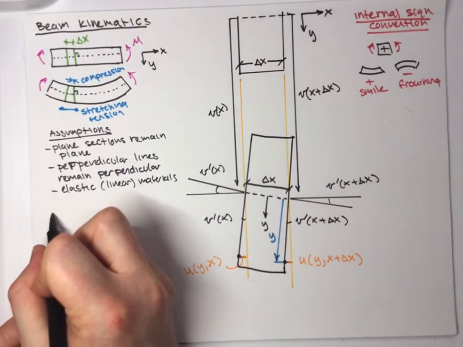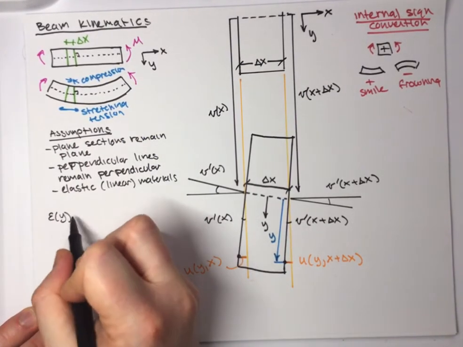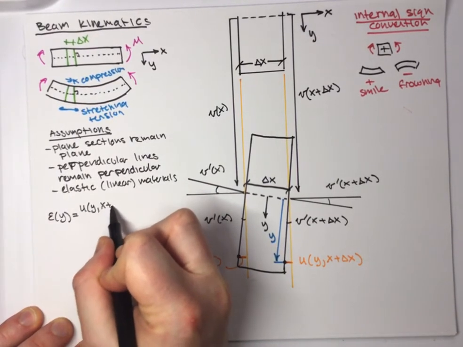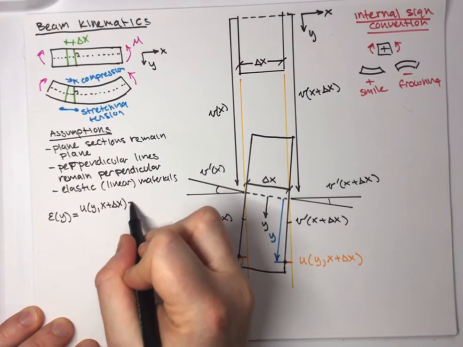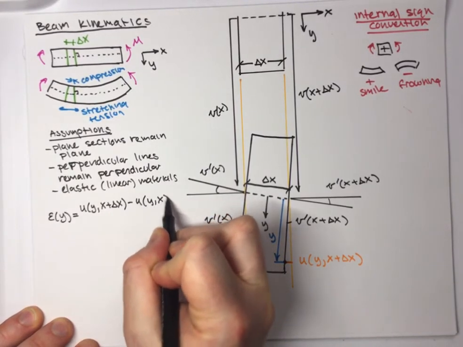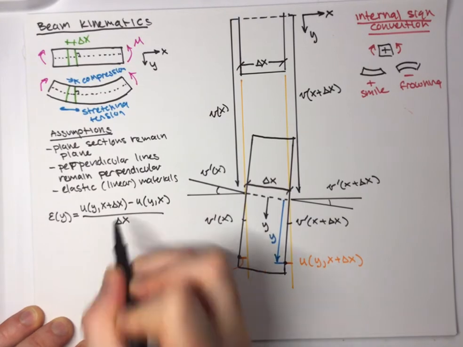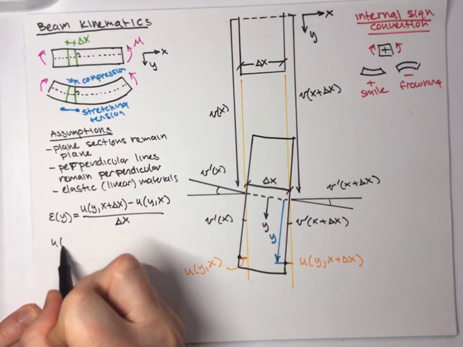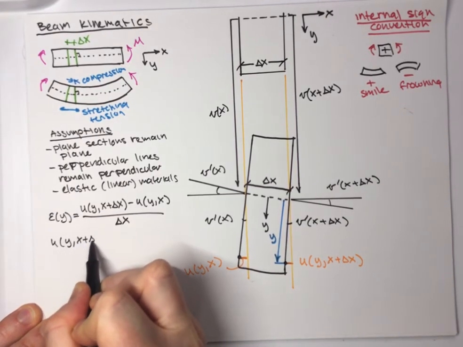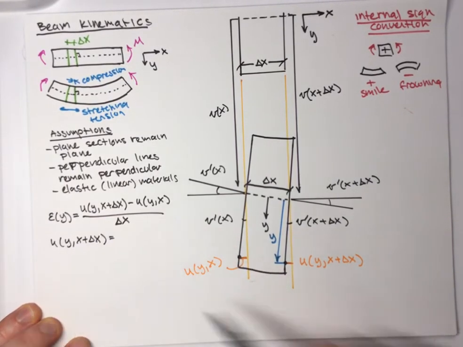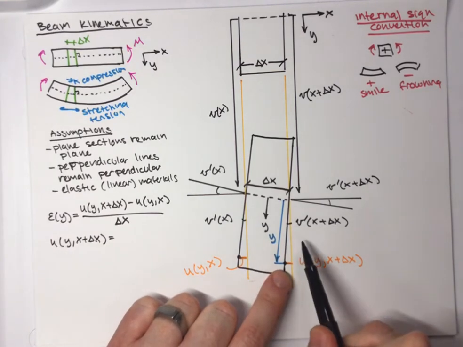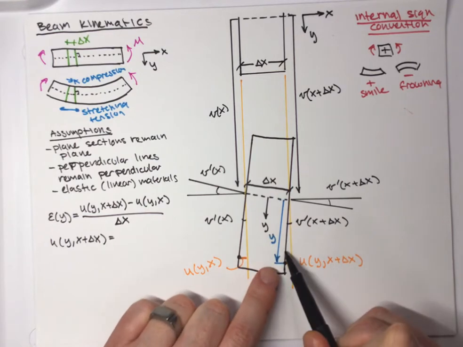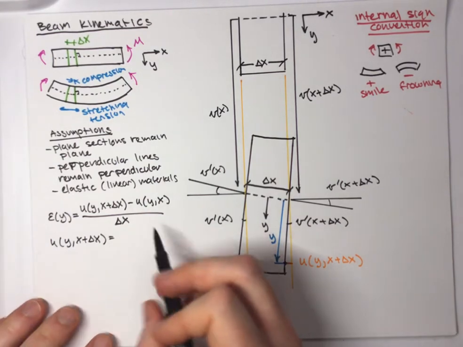So now we could write that. The strain at y is equal to u of y, x plus delta x, minus u of y, x, all of that over delta x. And now we could start to substitute some things here. What's u of y, x plus delta x? Well, that's going to be here. All that's going to be equal to is our slope, v prime of x plus delta x, times our distance y.